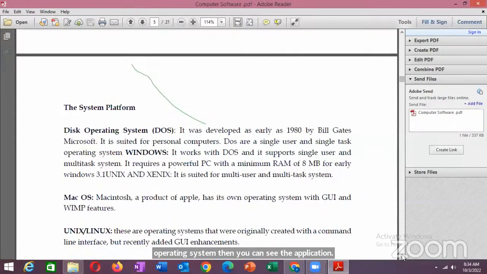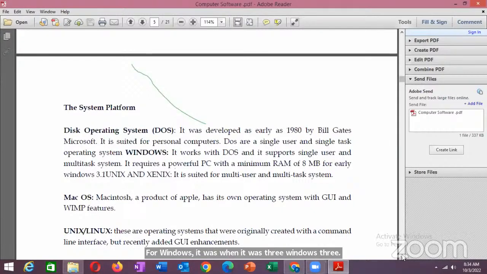The system platform, this operating system, was developed in the early 1980s by Bill Gates, Microsoft. It is suited for personal computers, DOS. That was the Disk Operating System, a single user and single task operating system. Windows works with DOS, the Disk Operating System, and it supports a single user and multitask system. It requires a powerful personal computer with a minimum RAM of 8 MB, that's 8 megabytes, for early Windows, that was Windows 3.